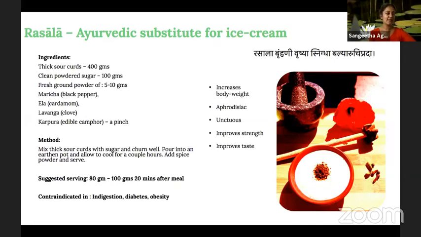And so the method to prepare this is very simple. It involves very few steps. You want to mix curds with sugar, and you want to churn the mixture. Now, this is a very important step. Churning is an action. Just watch my hands here.